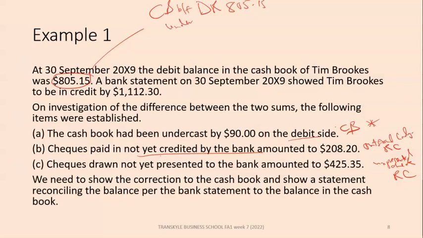So just say add undercast. Because the cashier had undercasted the balance, we have to add the difference to ensure that we come to the right balance. So here, 895.50. This is the adjusted cash book balance. Now the bank record.